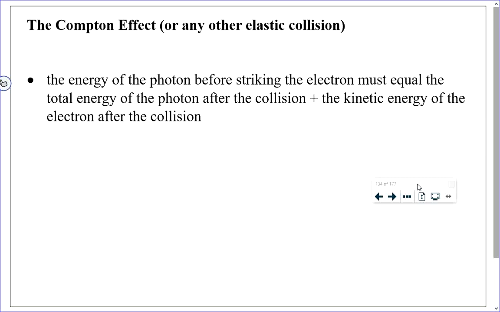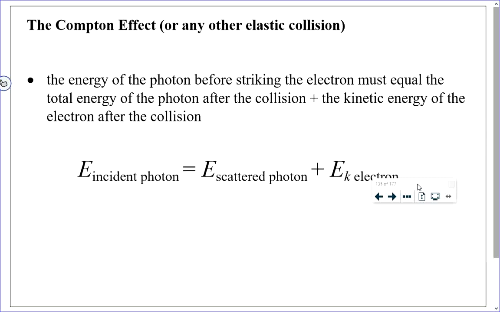So before the collision, you have a free electron which is at rest, and you also have a photon with energy. After the collision, you have a photon that has less energy than the photon had to begin with, and the electron has kinetic energy. And this is essentially what you do to solve those problems.